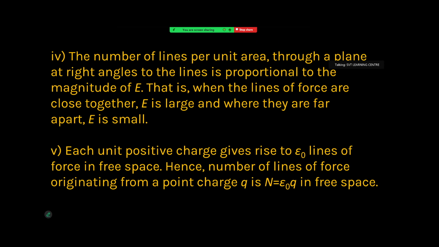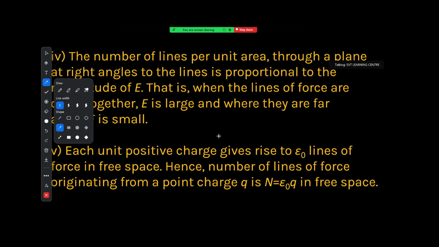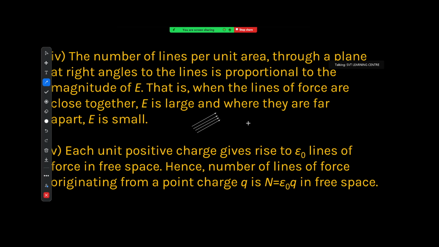The number of lines that pass through a unit area of a plane at right angles to the lines is proportional to the magnitude of E. That is, when the lines of force are close together, E is large, and where they are apart, E is small. So it looks something like this. Suppose we have a line like this, and another line like this, and another line like this. So we draw a few lines, and we draw a few lines like this.